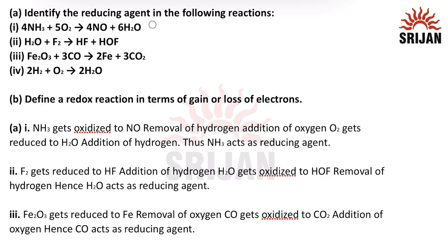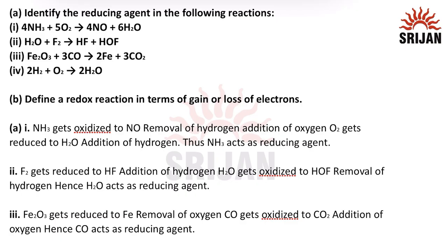A, this reaction: ammonia plus O2 gives NO plus H2O. Here, what is happening? NH3 is getting converted to NO, or we can say nitrogen is losing hydrogen, and nitrogen is getting oxygen. What does getting of oxygen signify? That means nitrogen is getting oxidized. Which gets oxidized? The reducing agent gets oxidized itself. Reducing agent does not get reduced itself. Reducing agent is the reason why the other gets reduced. So nitrogen is getting oxidized, that means nitrogen is the reducing agent.